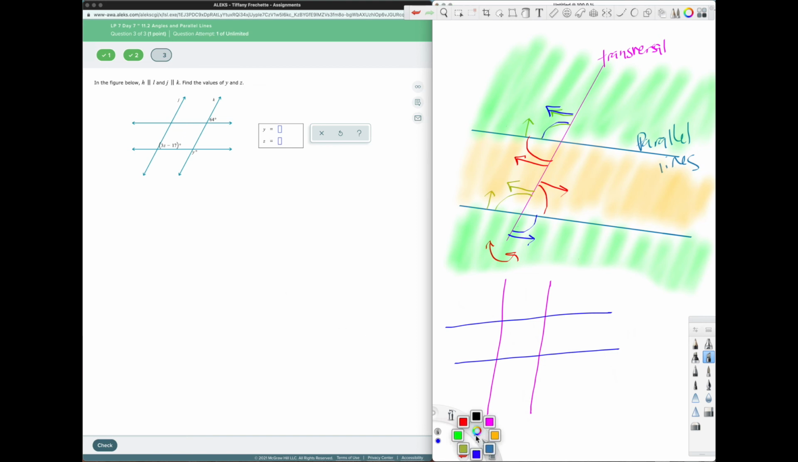So let's see, I'll write this in green. So we have 3z minus 17, 64, and then y. So we need to figure out, because we need both z and y. So all I know for sure is the 64 degrees. So I need to start figuring out how am I going to move this 64 over to this area. So I can take the 64 and I can move it like this.